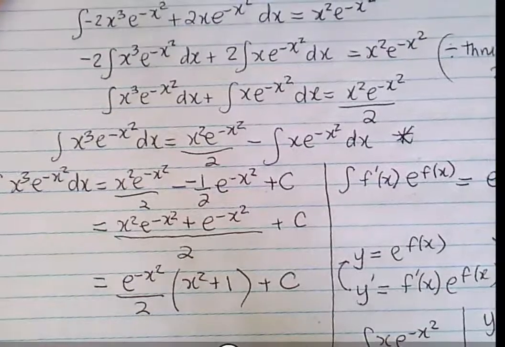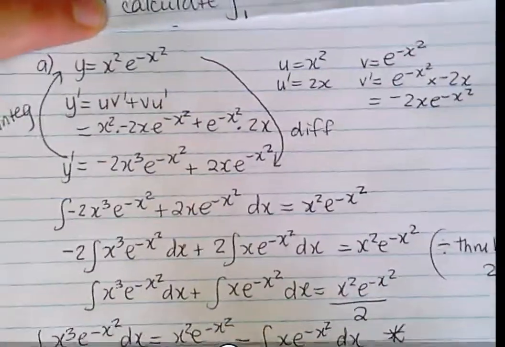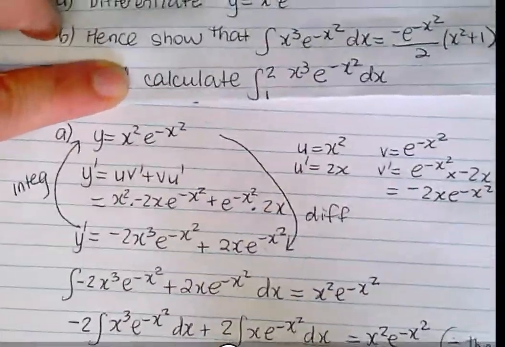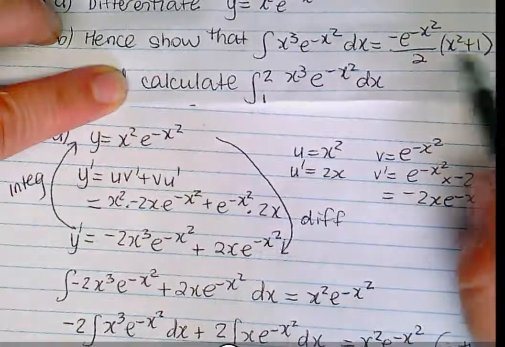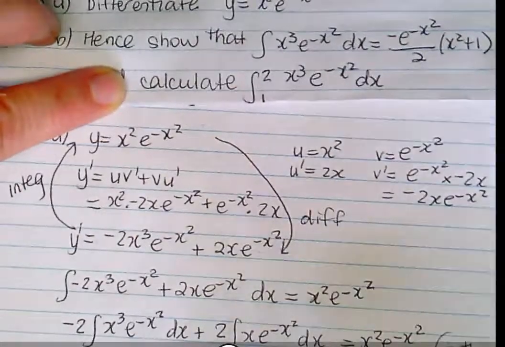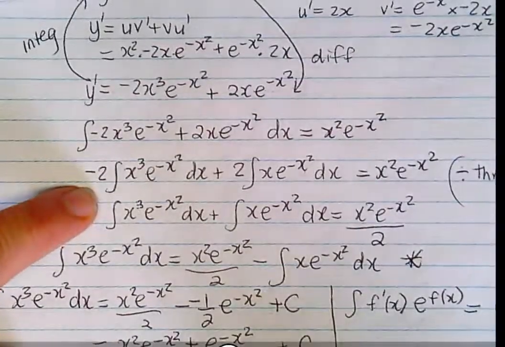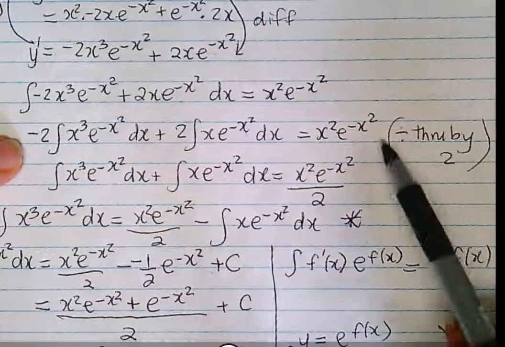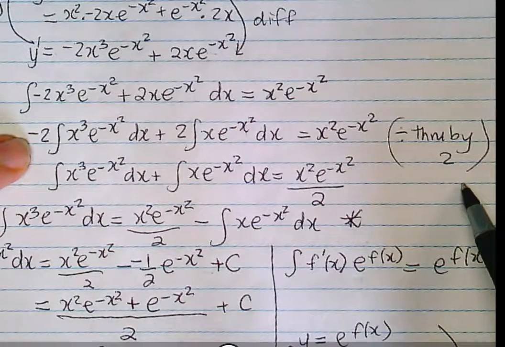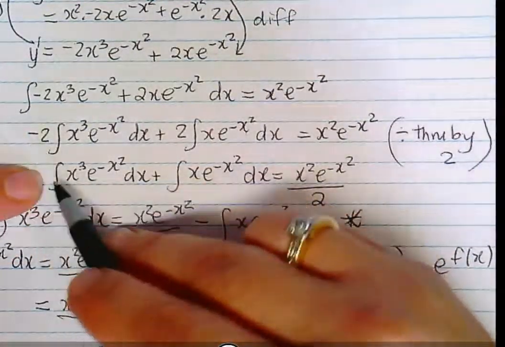Made a little mistake, and I'm hoping that you've picked it up somewhere. Notice that I'm supposed to be getting negative e to the negative x squared over 2, x squared plus 1, plus c. But I've got positive here. So I've made a mistake somewhere. And I can see where that mistake is here. And because I've divided through by 2, I either need to divide through by negative 2 or... Actually, all I have to do is fix this here.